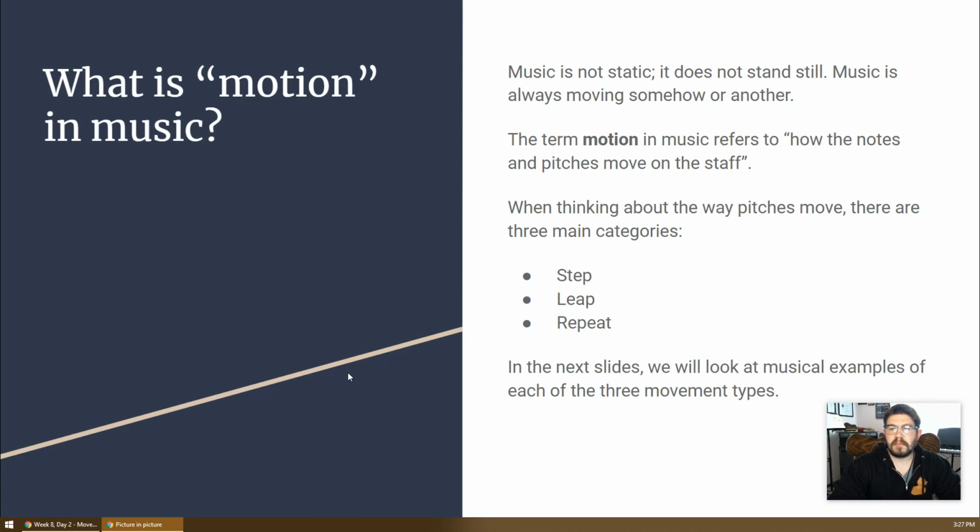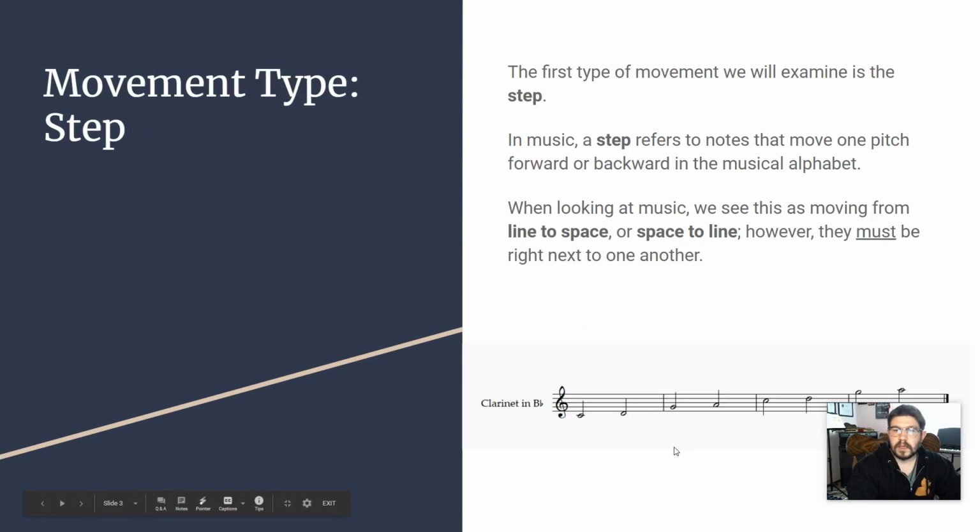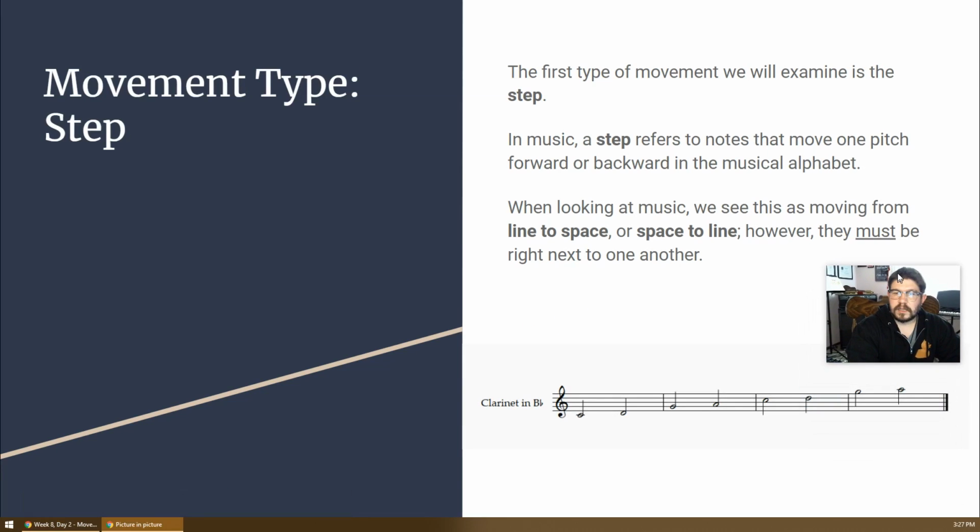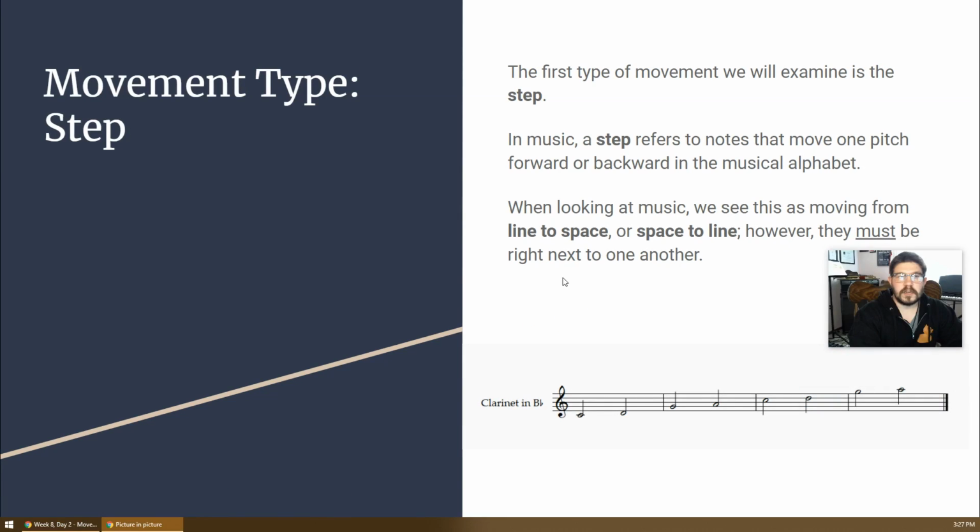So there are three main categories of motion that we're going to be discussing here. We're going to be discussing the step, the leap, and the repeat. So coming up here, we are going to take a look at the musical examples, different ways that the three movement types are going to work. So looking right here, we're going to start with the step. So the first type of movement that we're going to look at is the step.